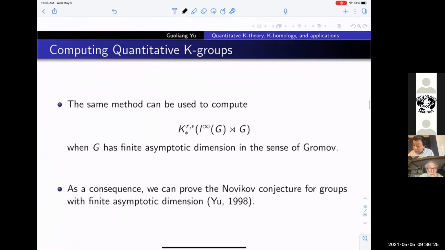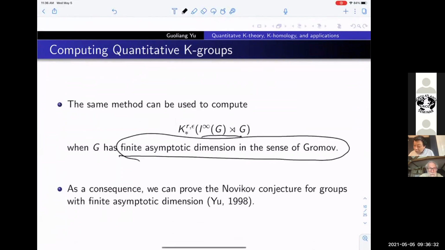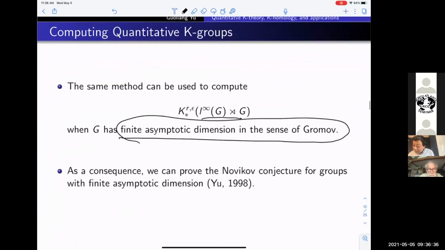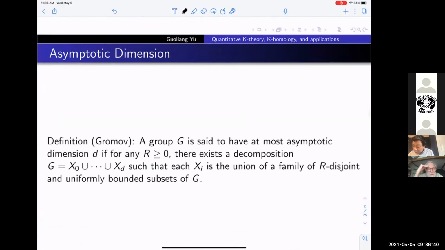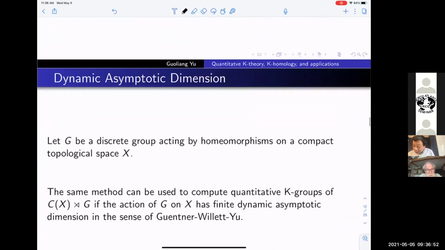For example, for this cross product, if you have so-called finite asymptotic dimension in the sense of Gromov, then you can make the computation work. And so here is the concept of asymptotic dimension. It's just a large-scale analog of covering dimension. So this method has some teeth.